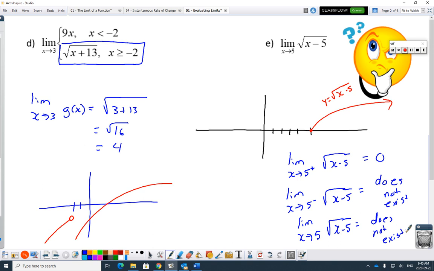I got to tell you, if I was ever to use this on a test, and I think I did one year, it was an ABC question. It's like question 10. Part A, please draw the square root function of x minus 5. Good. Part B, explain why the limit as x approaches 5 from the positive side is 0. Then, part C, now explain why the limit as x approaches 5 of root x minus 5 cannot exist. So it really leads you to it.